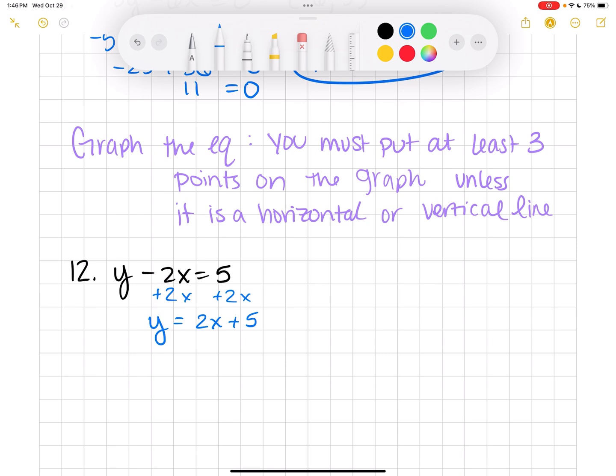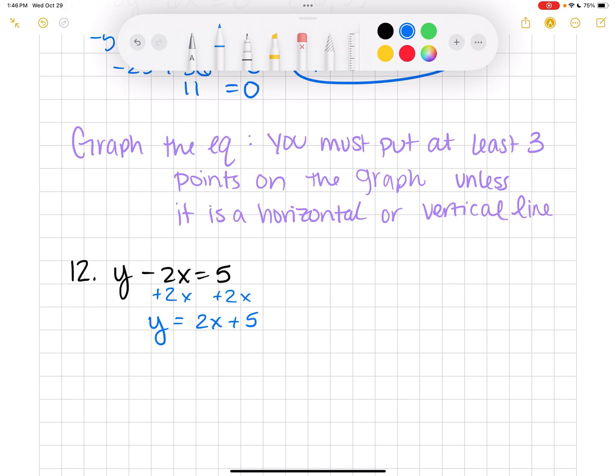Now, I'm going to use this equation to plot points, okay? So there's going to be a much easier graphing method in the future, but this method will always work. Anytime you ever need to graph anything, even if it is not linear, this method would always work for you. So I like to choose 3 really easy numbers to plug in for x. My favorite numbers to choose are -1, 0, and 1.